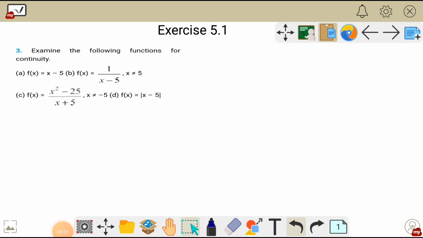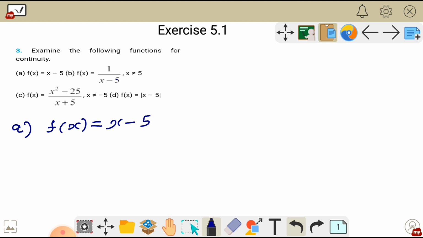So our third question is, examine the following functions for continuity. So in this we have 4 sub questions, A, B, C and D. One by one we will check. So first of all, A, f of x is equal to 5x minus 5. So whether f of x is equal to x minus 5 is continuous or not, that we have to check.